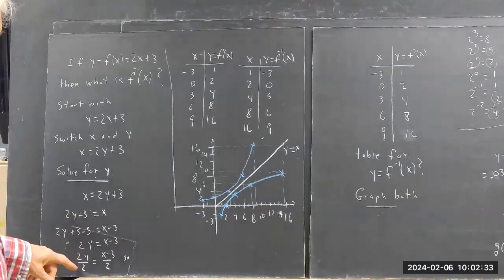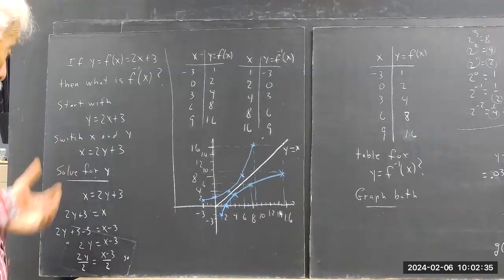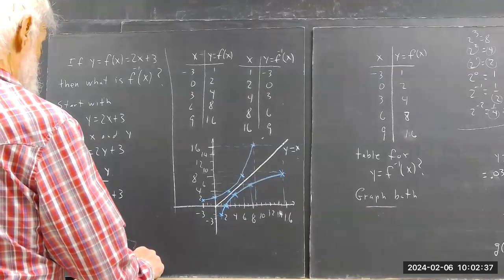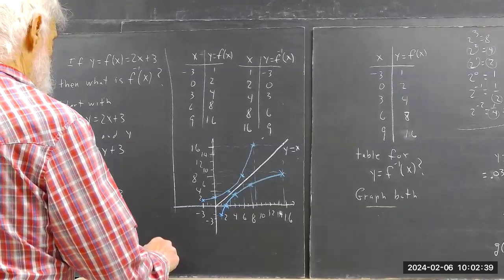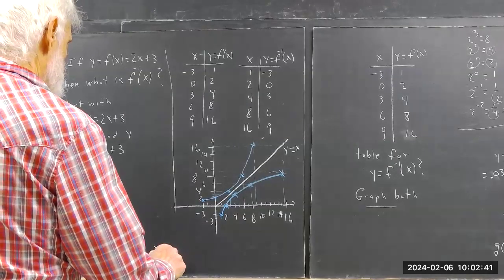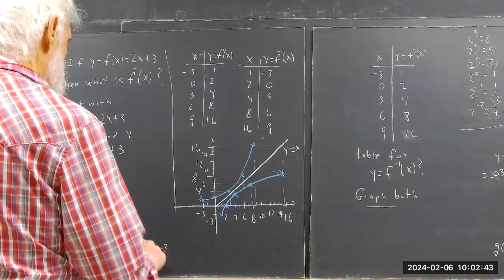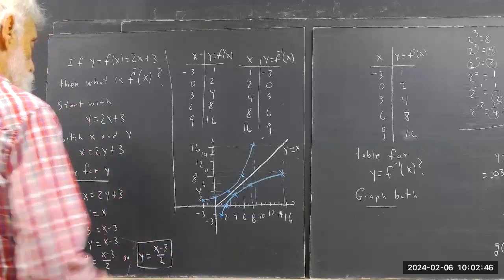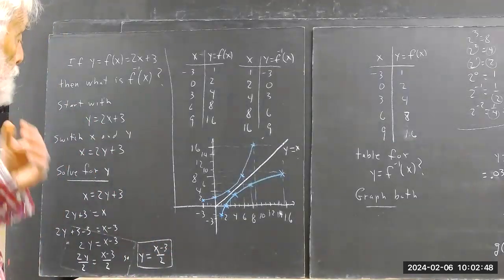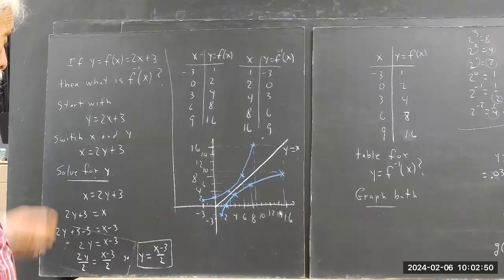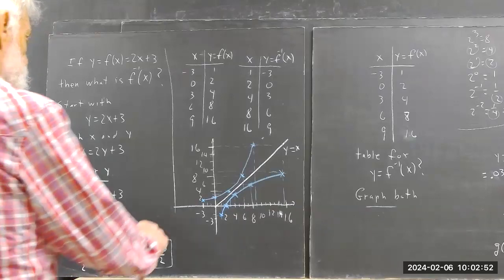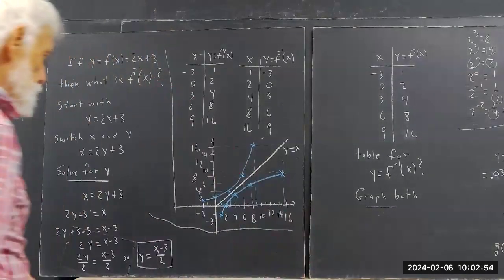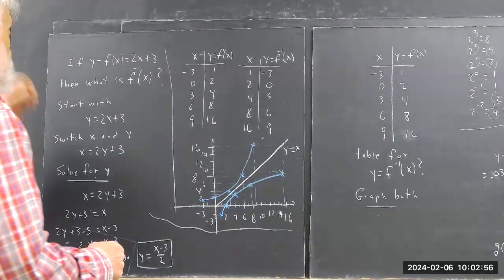And if I divide 2y by 2, I just get 1y. So I get y equals x minus 3 over 2. That's the inverse function. Then, you got a little bit of room there, I'm going to use it.